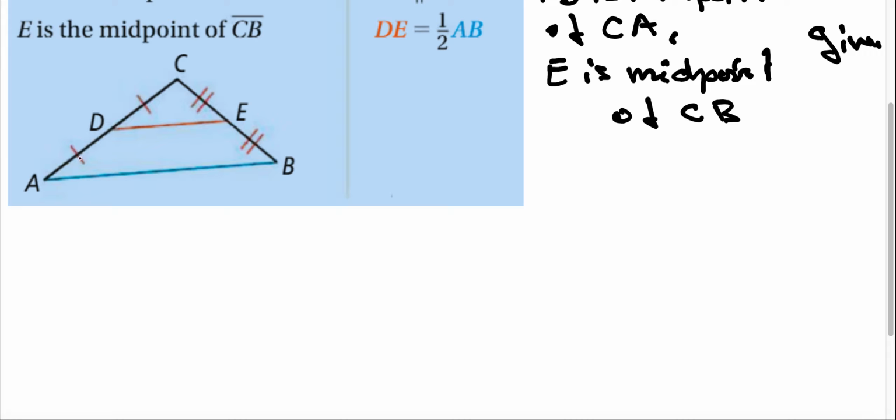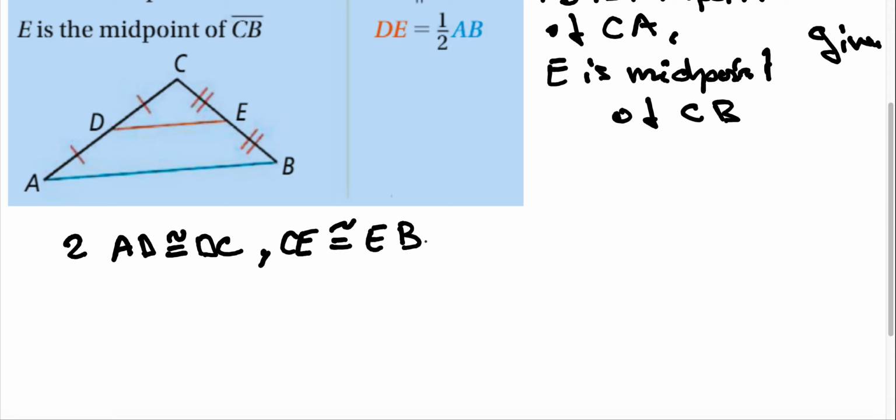We already see here AD is congruent with DC, and CE is congruent with EB. So in the second step, I'm writing here: AD is congruent with DC, and CE is congruent with EB. This is based on the midpoint definition.